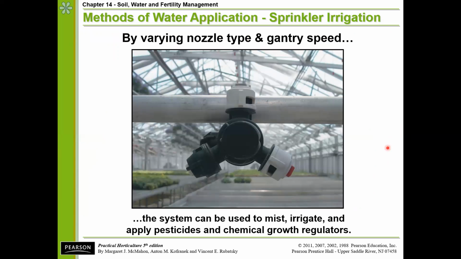So here are some different types of emitters that in this case you can switch, depending on what kind of crop you're growing, to either mist it or to be more of like a stream, or to apply pesticides or plant growth regulators.